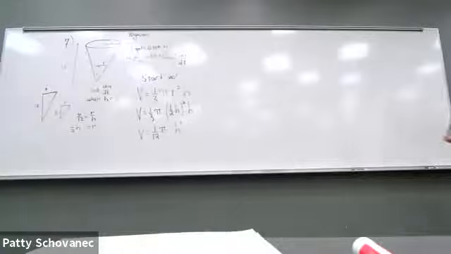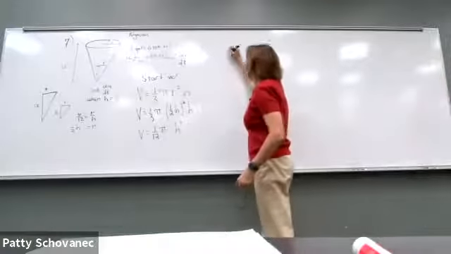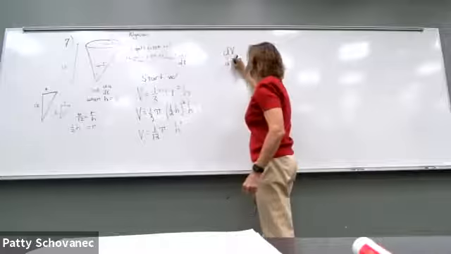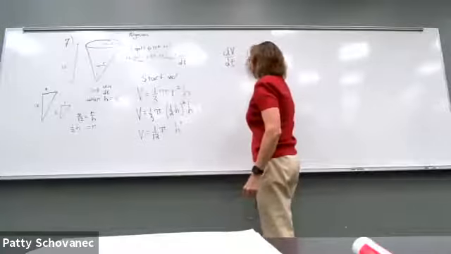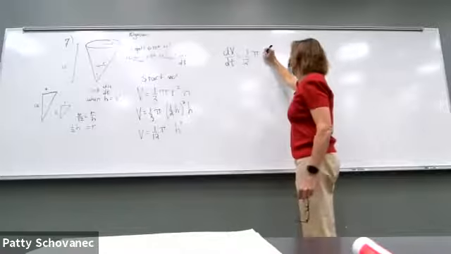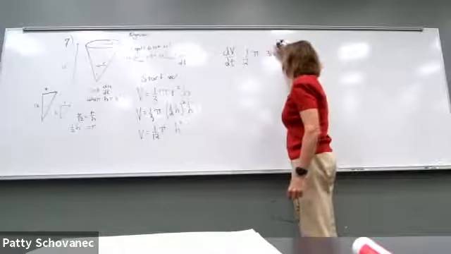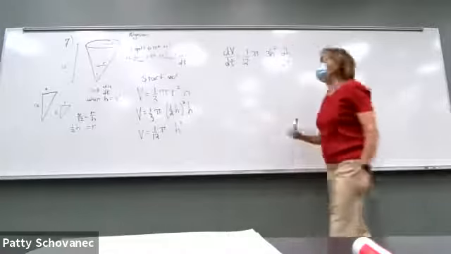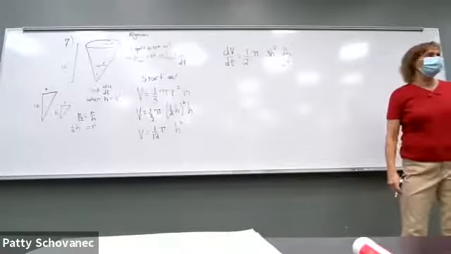All right, so it's a quickie. This is what you should get after you take the derivative. On the left side, you get dV/dt. Here's the factored out constant. And then the derivative of h cubed gives us a 3h squared dh/dt. There's your related rates equation. Is that okay with everybody?